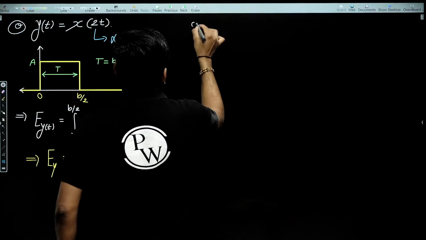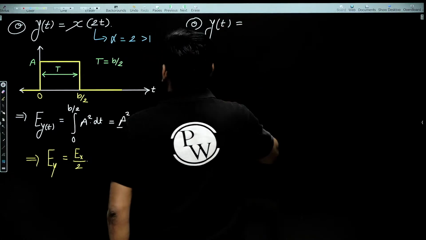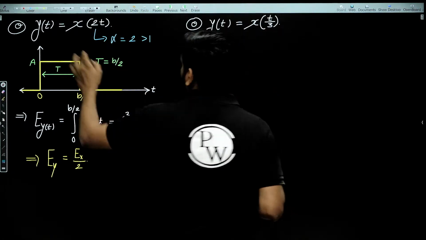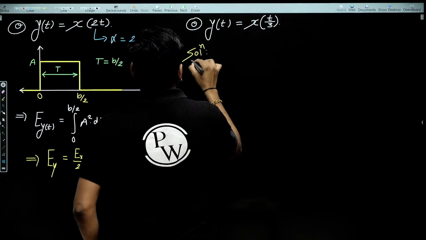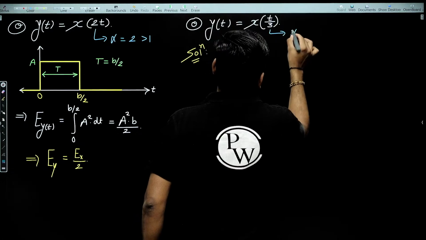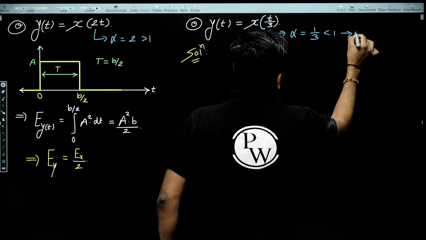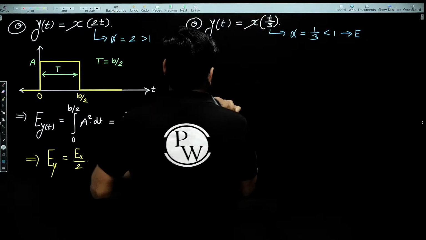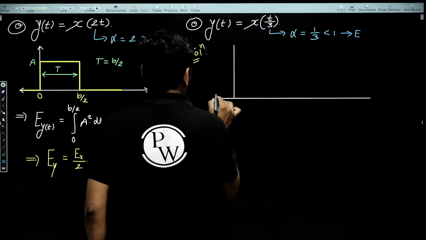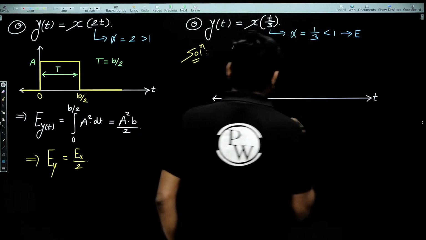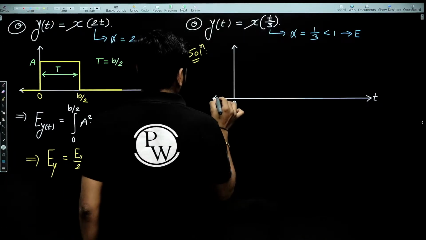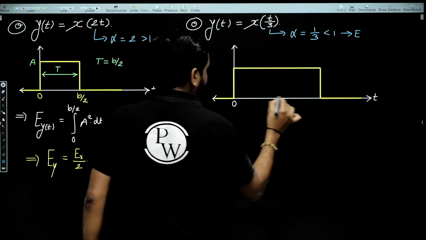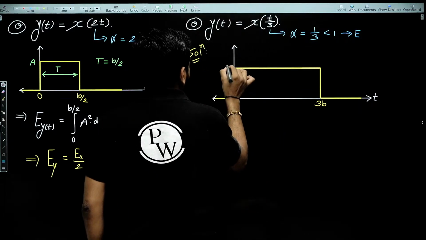Now let us take this example. Suppose x of t divided by 3, expansion or compression? Here the scaling factor is 1 by 3, which is less than 1. So it is expansion, the signal width is increased by a factor of 3, guys. Now the width will be 3b. This is 0. Now b becomes 3b. There is no change in amplitude, the amplitude remains the same.